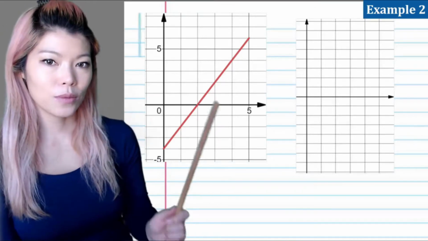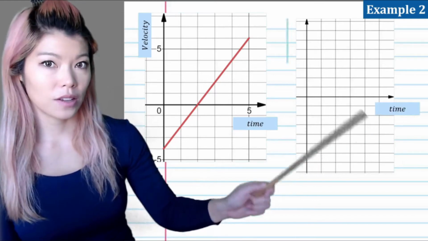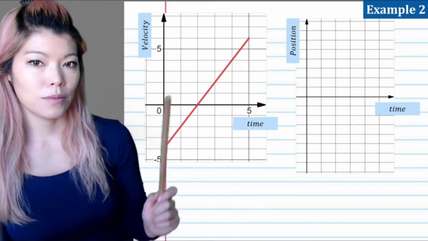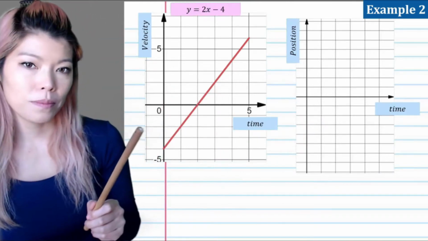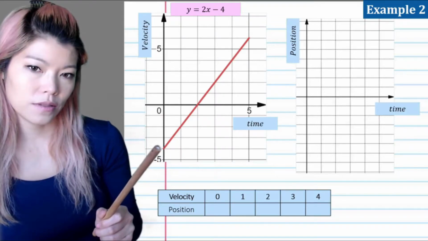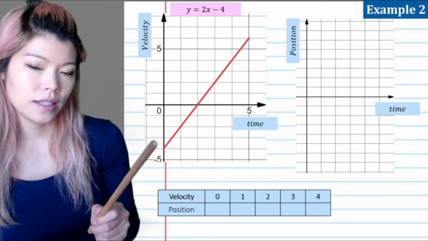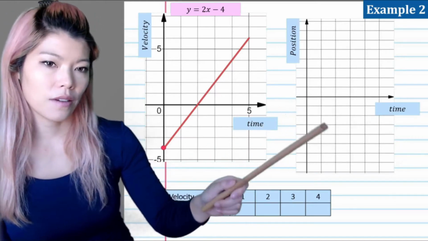Example 2, here we have the velocity time graph, and we're going to look at sketching the position time graph. Remember, the velocity is the gradient of the position. So when we put in any point, for example, this point here at 0, we have the velocity is -4. The -4 is the gradient of that graph over there.